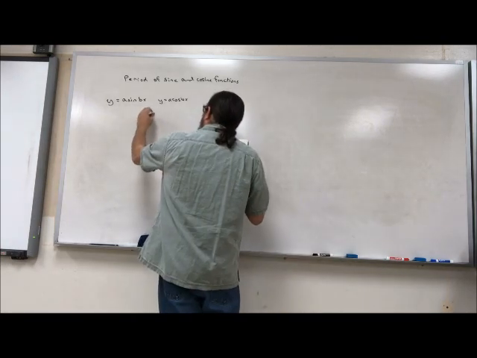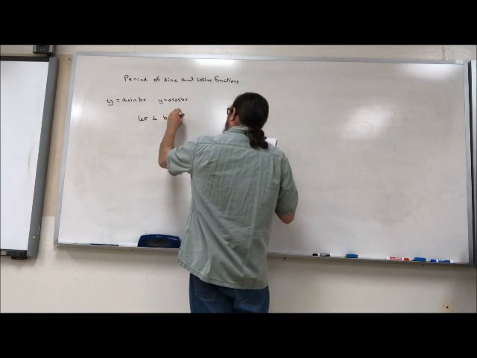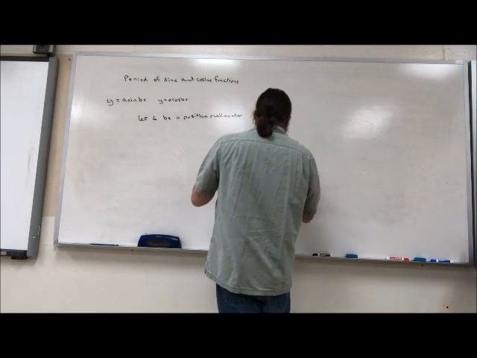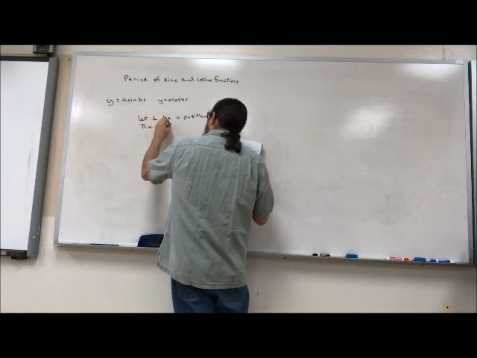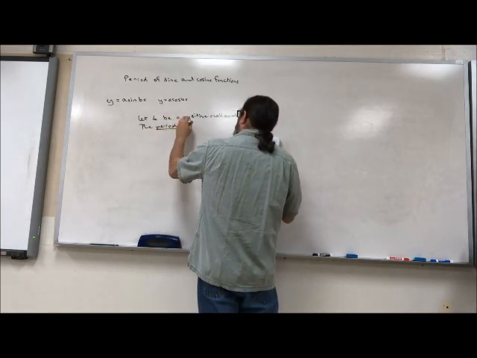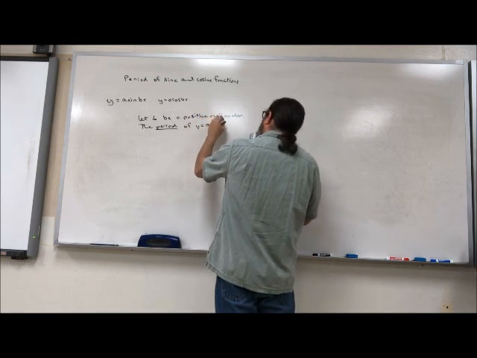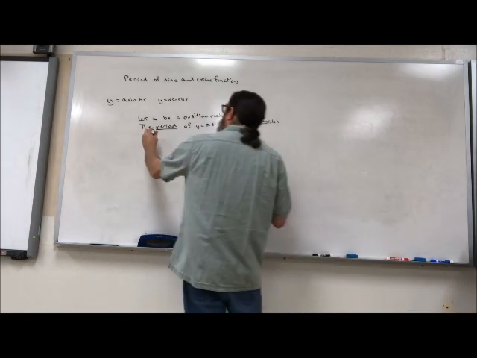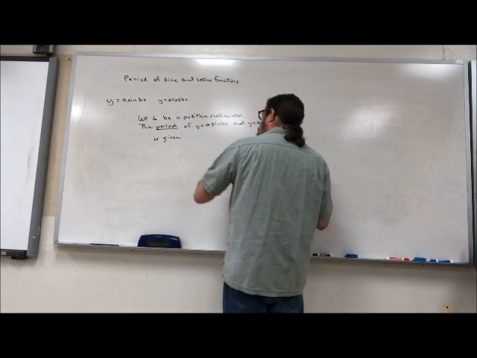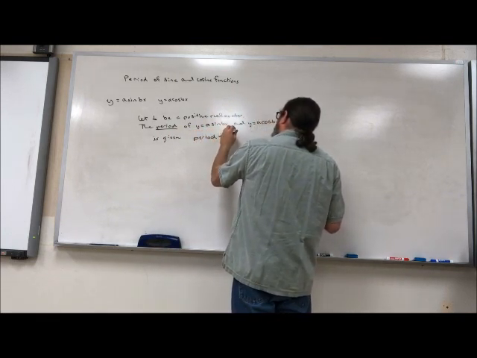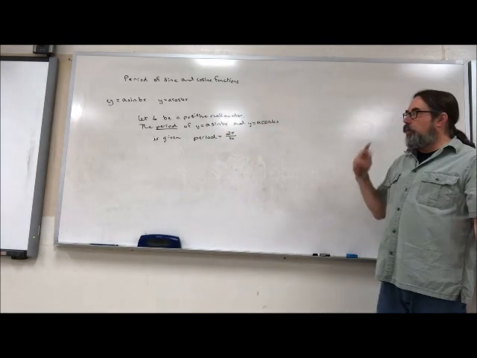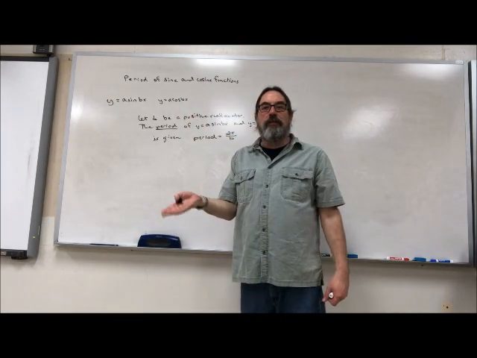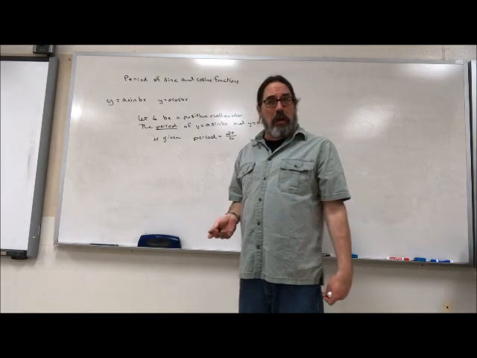So these are going to be changes in period. So what we're going to say is, let b be a positive real number, the period of y equals a sine bx and y equals a cosine bx is given by period equals 2 pi divided by b, because originally you have a period of 2 pi. So if you have some number multiplied by x in here, if you divide the original period by that number, you're going to get a new period, okay?